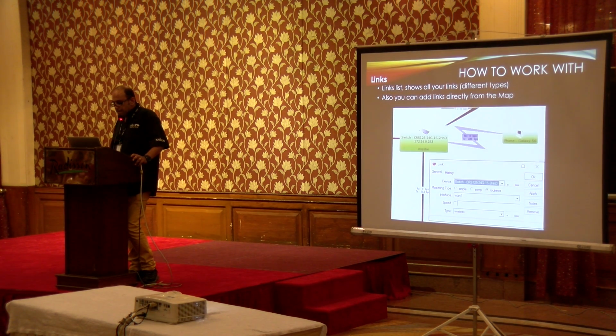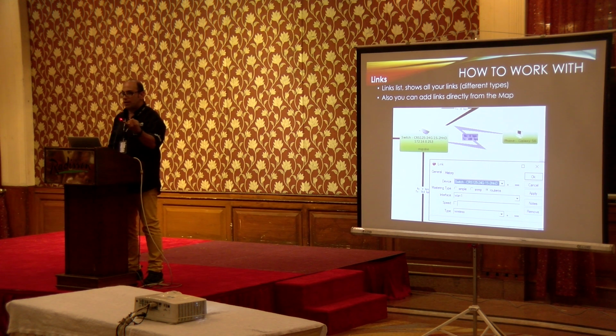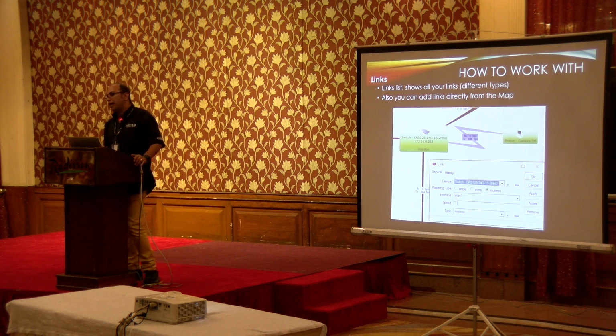How can you make your map? Creating devices is the first step. First, you need to create devices, then you need to create networks, and then with the help of links, you can connect these devices to networks. So basically it has 3 steps: devices, networks, and connections by links.